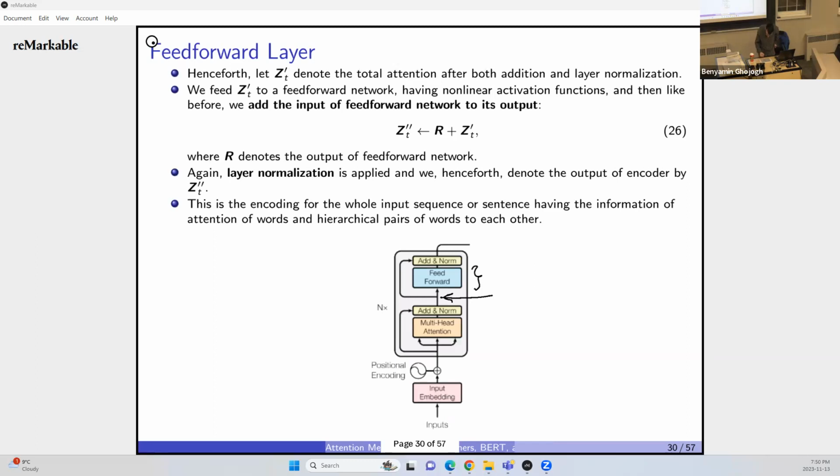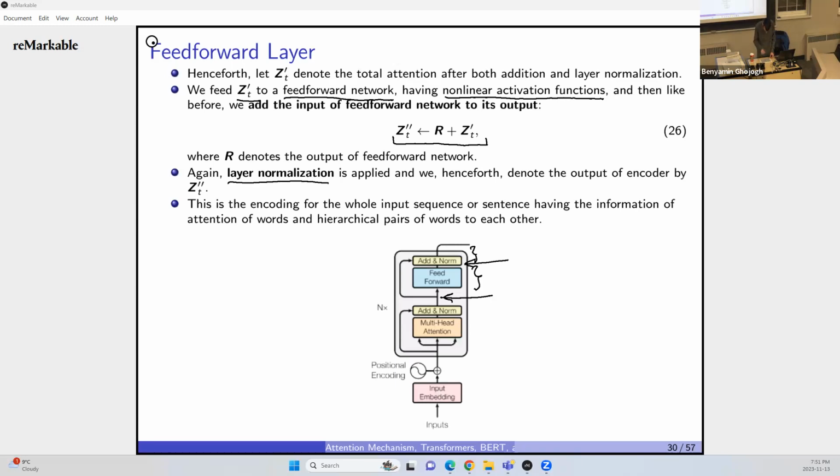We have feed-forward layers, right? So we feed it to a feed-forward network having a non-linear activation function. Do you remember in convolutional neural networks, we usually have some feed-forward layers at the end, right? So they also have done that. Then, again, they apply addition and normalization. So they do ResNet residual learning, and then they also do batch normalization or layer normalization, right? Agreed?